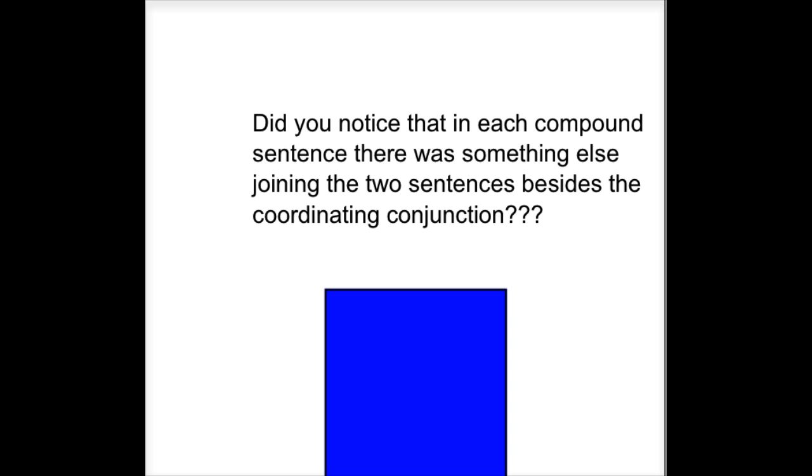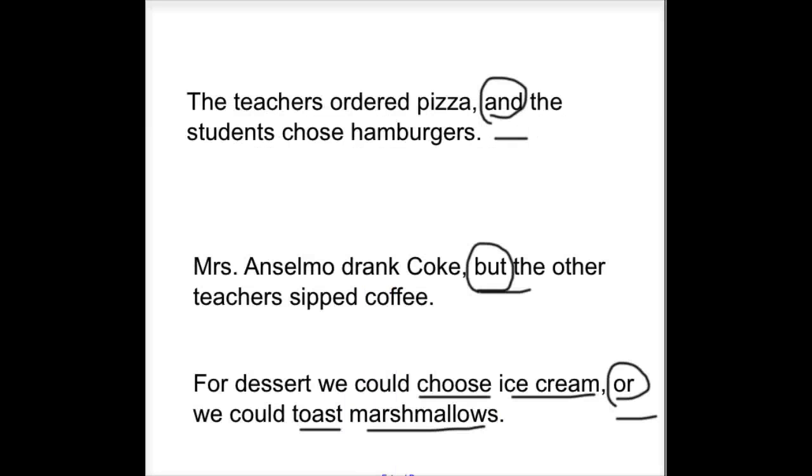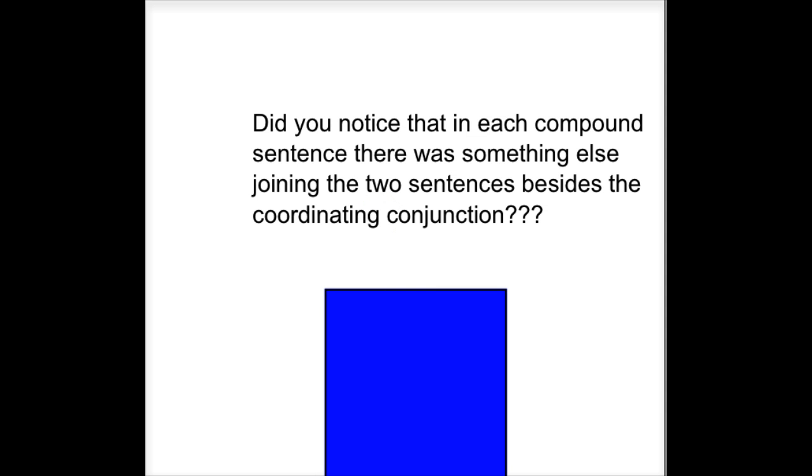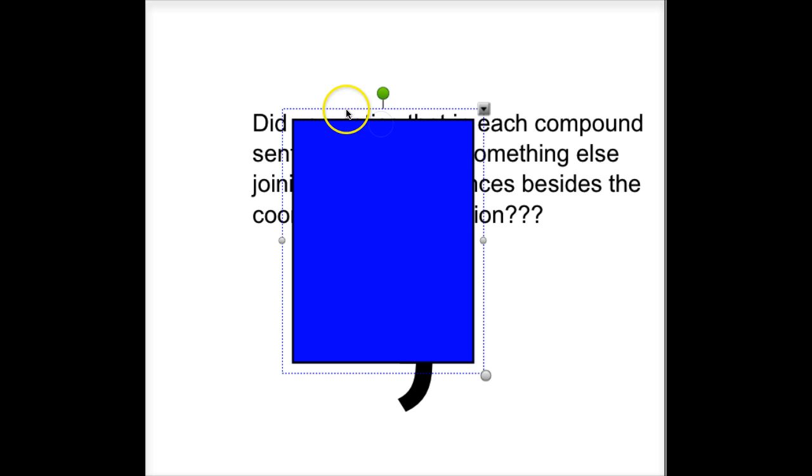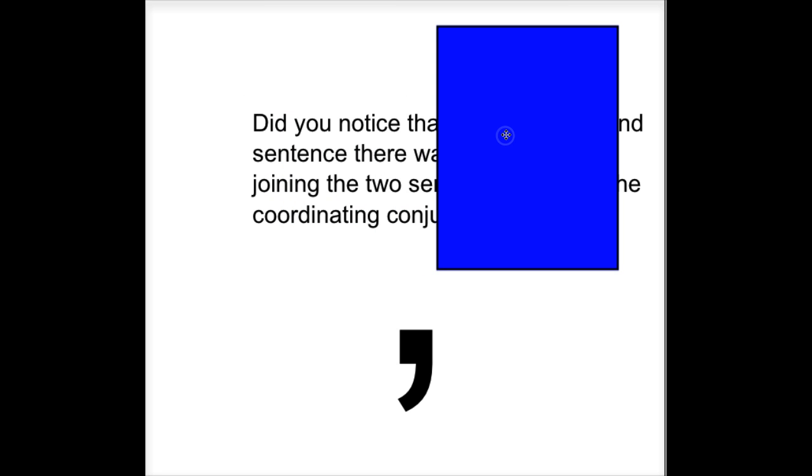Did you notice that in each compound sentence, there was something else joining the sentence besides the coordinating conjunction? Let's look again. Do you see it there? Some kind of punctuation, right? In every sentence, we saw what? We saw the coordinating conjunction and we saw the comma. The comma, I don't know what's wrong, it won't move. Let's see if it'll move. There you go, the comma. It's the world's largest comma.